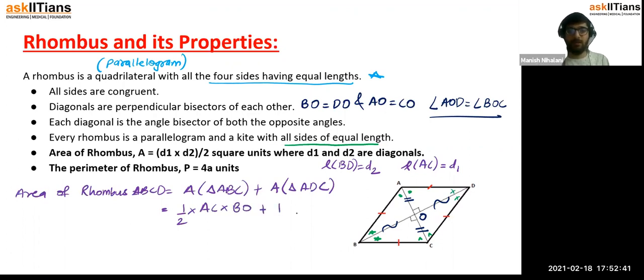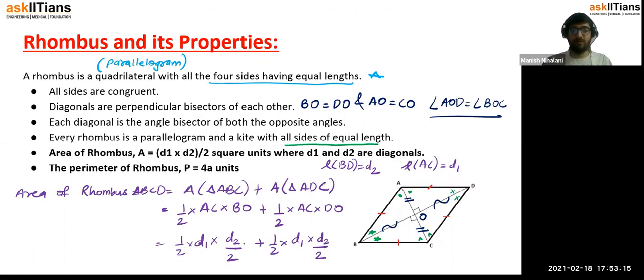Plus area of triangle ADC, it will have base as again AC and height as DO. So half into AC is your D1, half into D1, and BO is your D2 by 2, because the entire BD is D2 and BO is the bisector, so BO is half and DO is half, plus half into D1 into DO, which is D2 by 2. Now if you add them, you get half into, so basically double this.